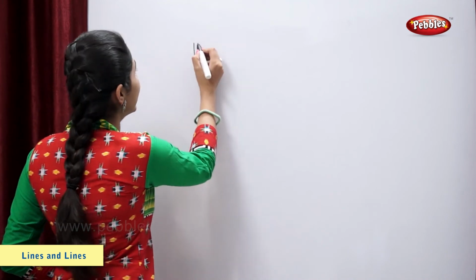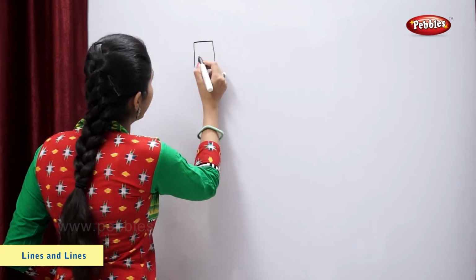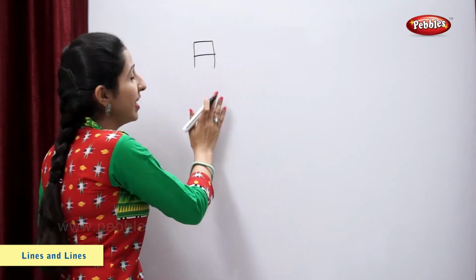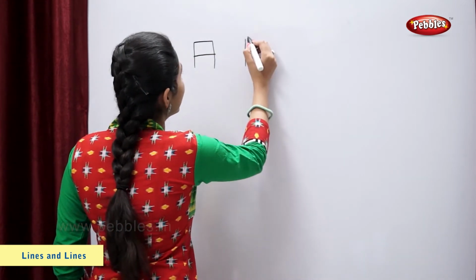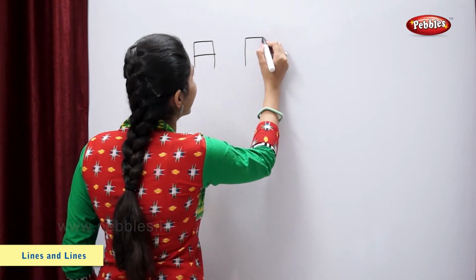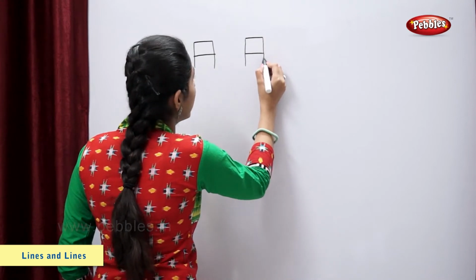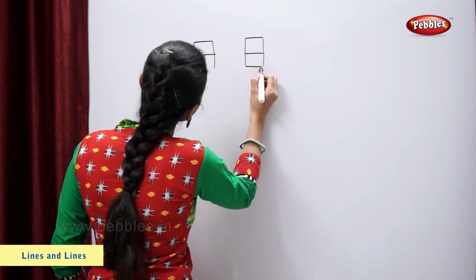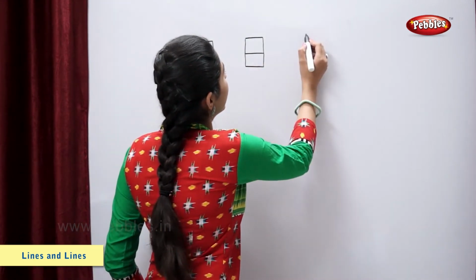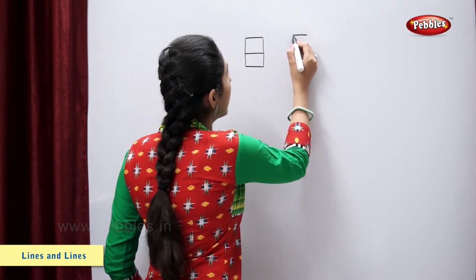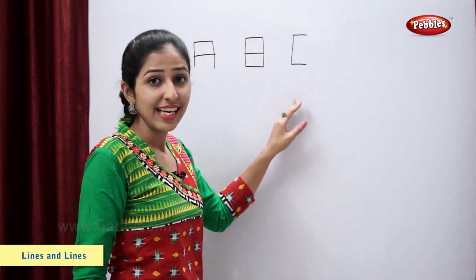A standing line. Sleeping line. Standing line. Another sleeping line. Letter A. Standing line. Sleeping line. Standing line. Sleeping line. One more standing line. Sleeping line. Letter B. Sleeping line. Standing line. One more sleeping line. Letter C.